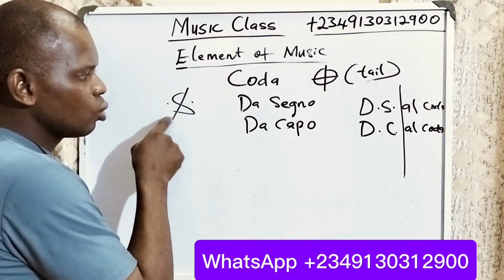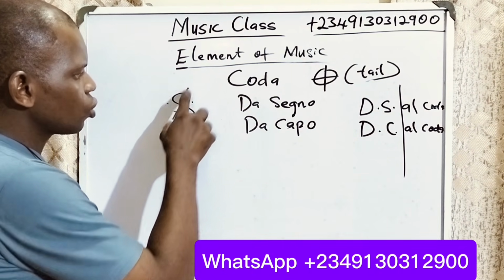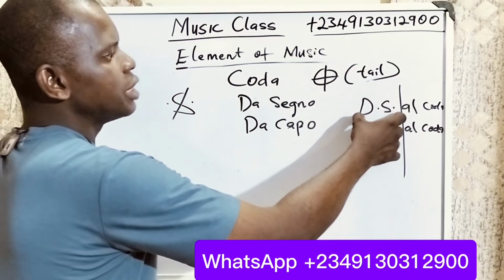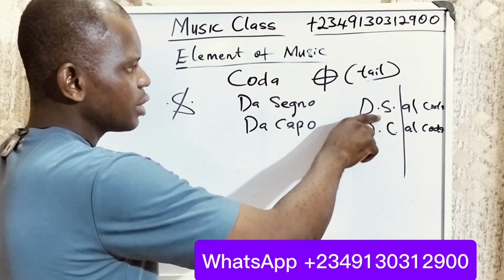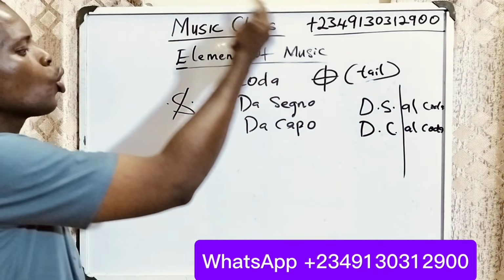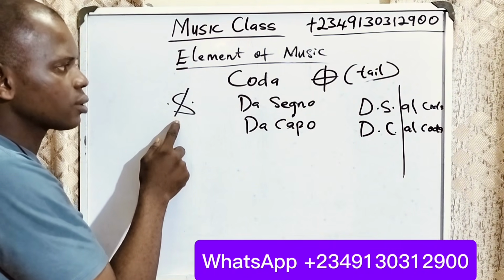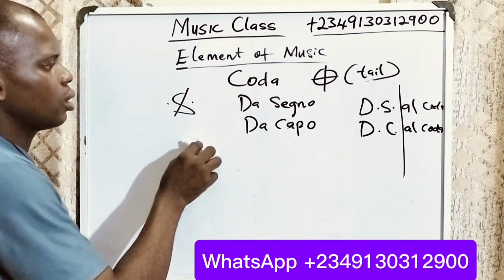So D.S., go back to the sign. They will put a sign. If you are singing a song, you see this sign and pass it. When you reach the place where this is written, you come back to the sign. Do you understand?